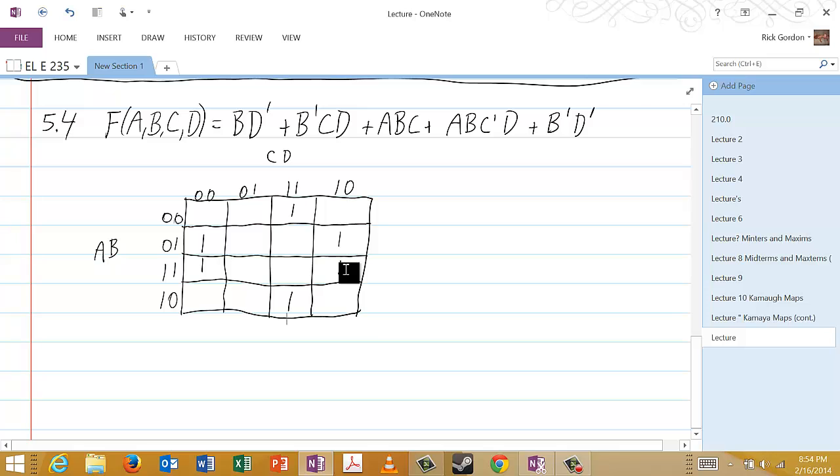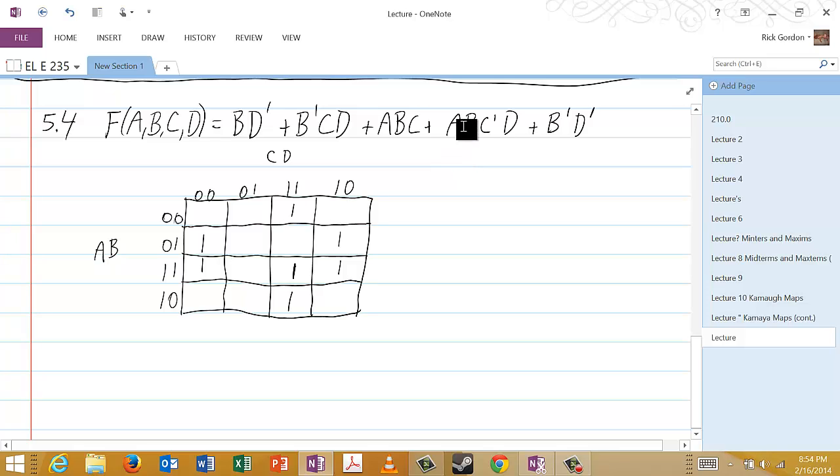And since we want C also to be equal to 1, that tells you we're interested in these two cells. Now one already has a 1 in it, so we don't put another 1 in it, we just leave it as it is, but we also have a 1 in this cell. Now we go to A, B, C prime, D.